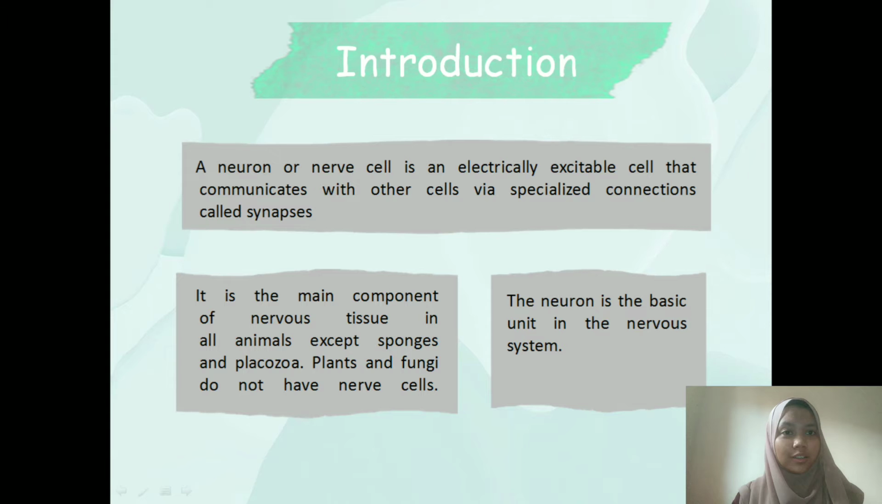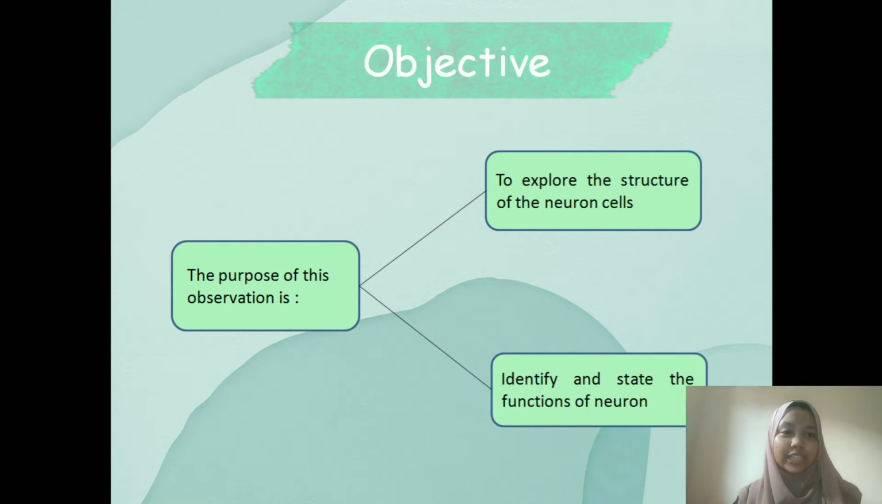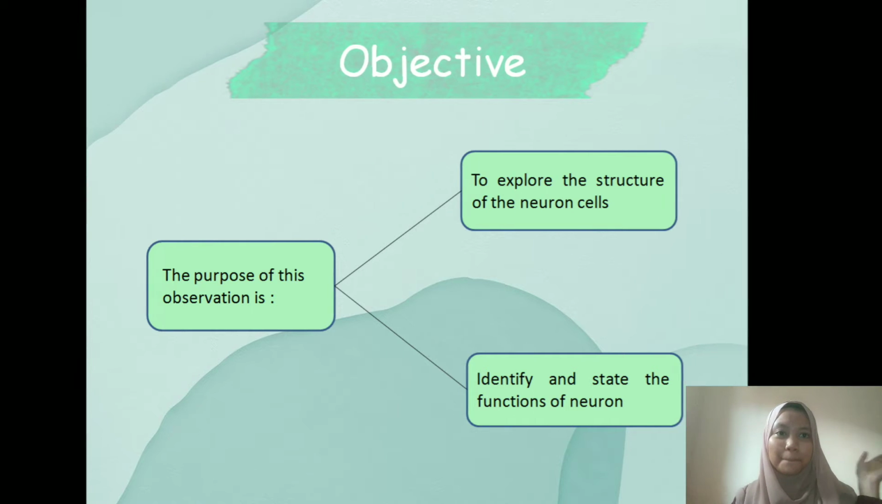Okay, let's go to the second section. The second section is objective. The purpose of this observation is to explore the structure of the neuron cell and to identify and state the function of neuron. Okay, the next section is method.